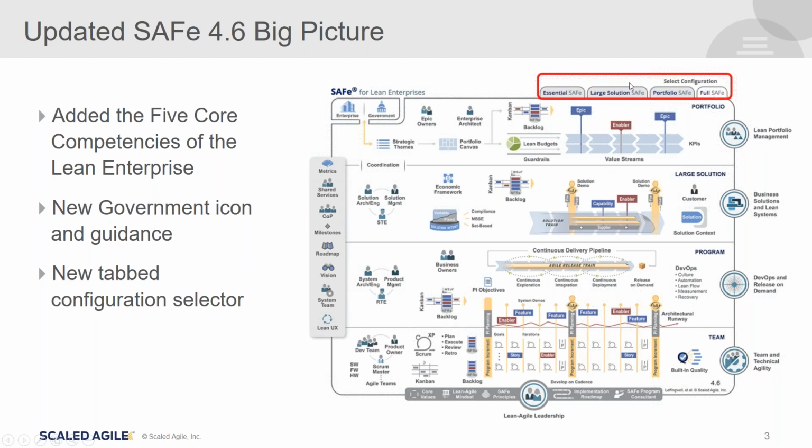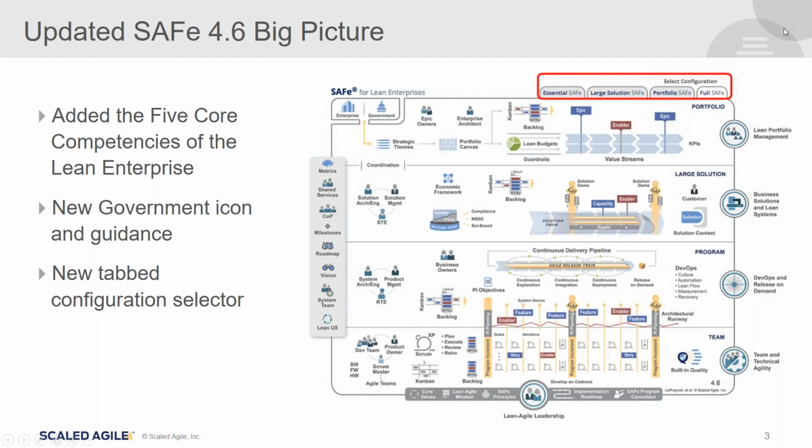Then they changed the model configuration a little bit, so you can click on the different configurations across the top. There are different tabs here, and that allows you to look at those different tabs from a configuration selector standpoint. And we'll show you how those are configured inside of VersionOne in a moment.